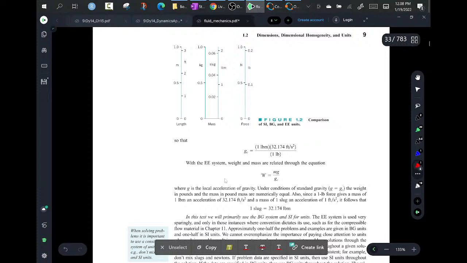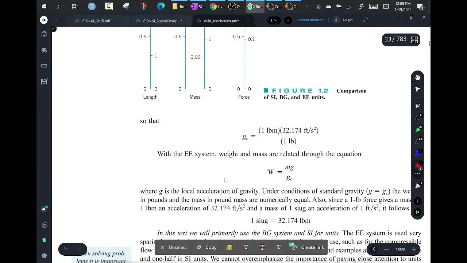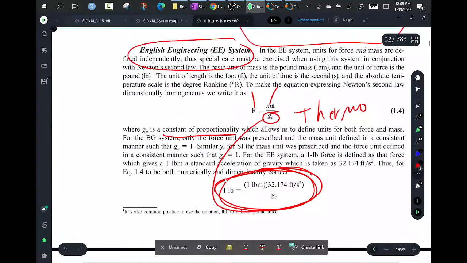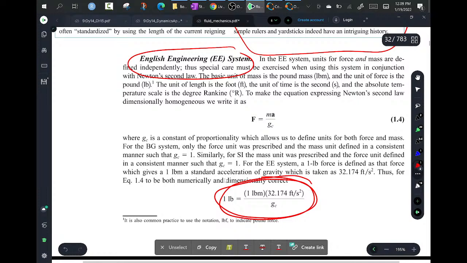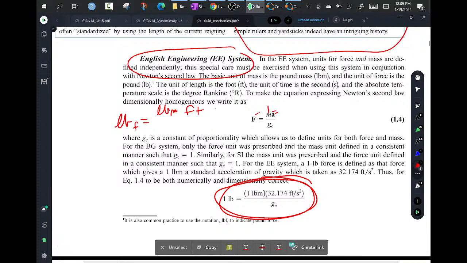But what you notice is if you put it in there, your G sub C cancels all the units out. Here's what I mean. Take a look at this. Your whole goal is to make the whole equation kind of unitless. So if you put a pound force, I'm just looking at the units here, not any numbers, you put in a mass, a pound mass, and you put in acceleration, feet per second to the minus 2, and then I'm going to list the G sub C.